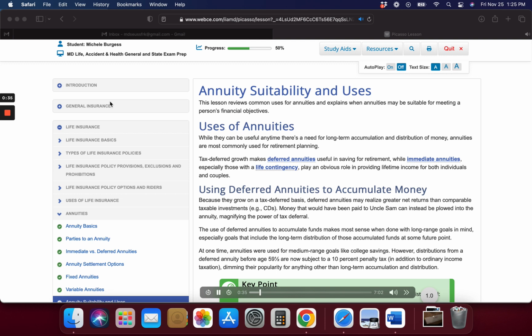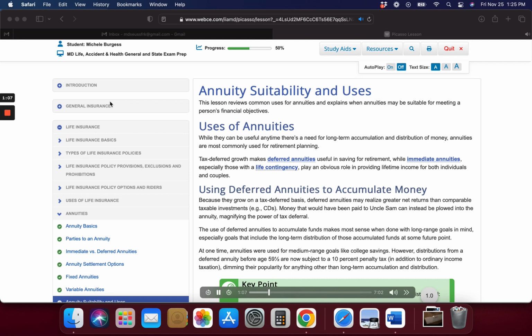Using deferred annuities to accumulate money. Because they grow on a tax-deferred basis, deferred annuities may realize greater net returns than comparable taxable investments, for example, CDs. Money that would have been paid to Uncle Sam can instead be plowed into the annuity, magnifying the power of tax deferral. The use of deferred annuities to accumulate funds makes most sense when done with long-range goals in mind, especially goals that include the long-term distribution of those accumulated funds at some future point.